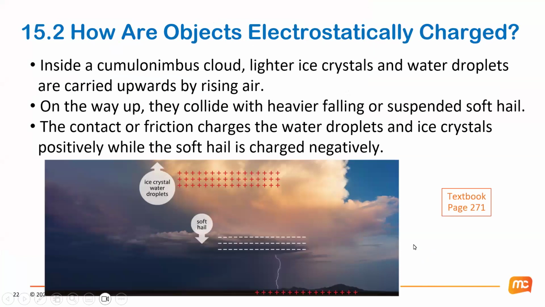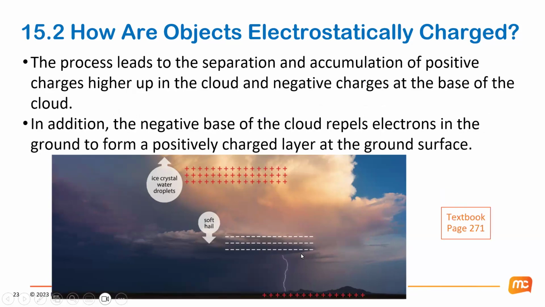You can read this yourself about how lightning is formed. It's basically because of clouds rubbing against each other, which results in positive charge at the top parts of the clouds and negative charge at the bottom part of the clouds. This negative charge will in turn repel all the electrons on Earth far away from it, so that the bottom part of the Earth nearer to the clouds is positively charged.